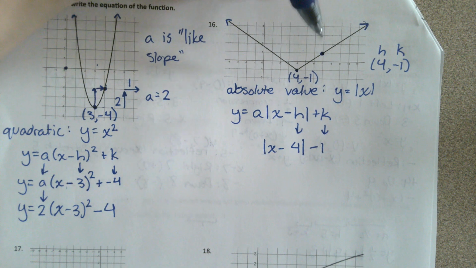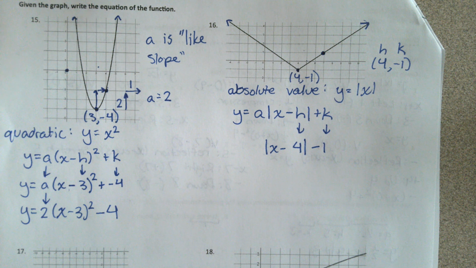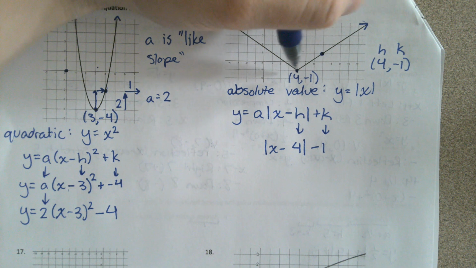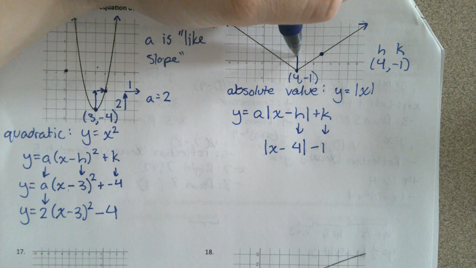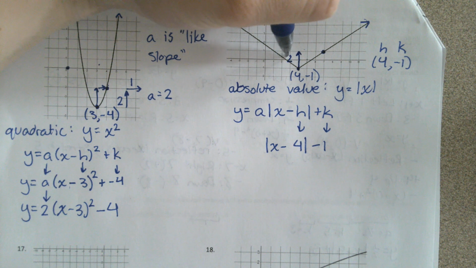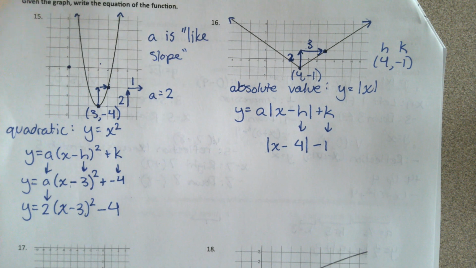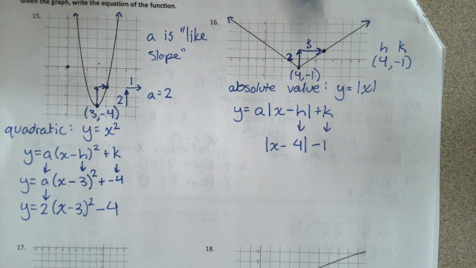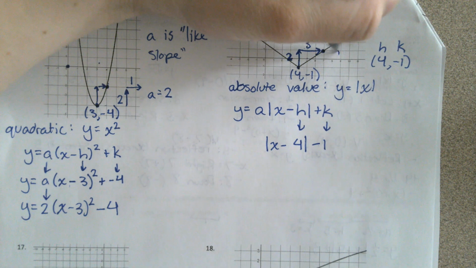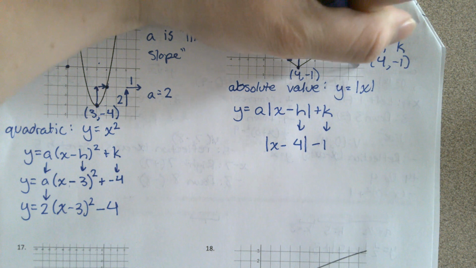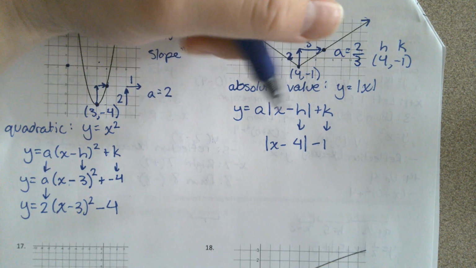So now we're going to follow this slope, and I say that very carefully. It's not actually slope. This one is up 2, and right 3. So, since it went up 2, right 3, A equals 2/3, rise over run.